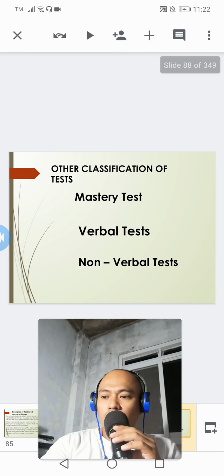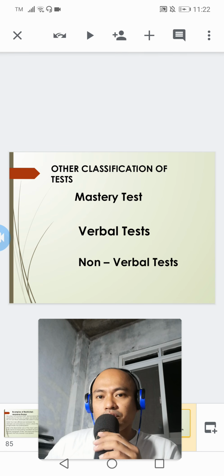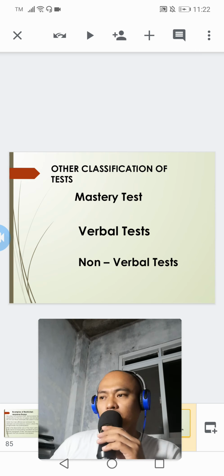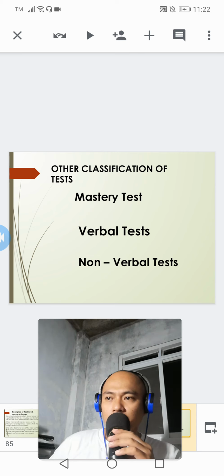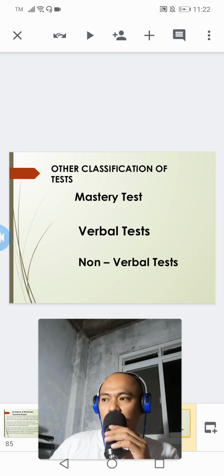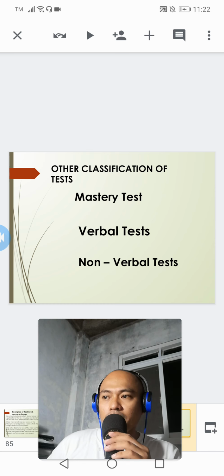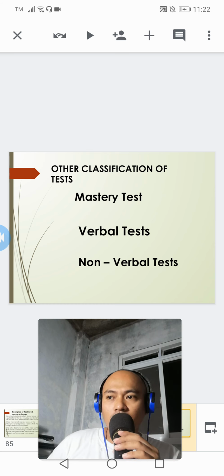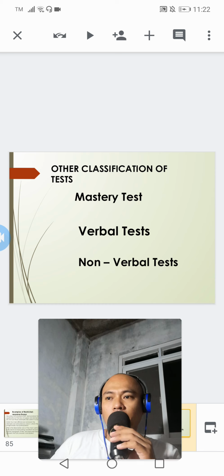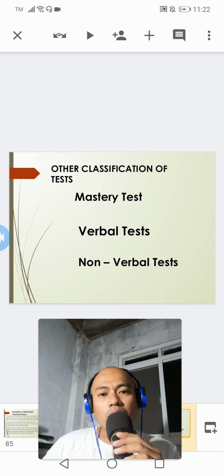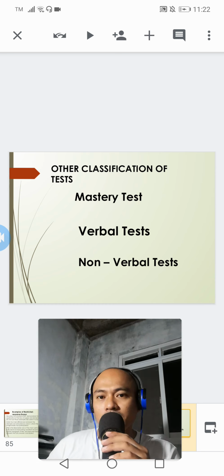We can also have a mastery test. It measures the degree of mastery of a limited set of specific learning outcomes and typically uses criterion-referenced interpretation. This test is used when the teacher wants to determine the mastery level of the students after presenting or giving a lecture on a particular competency. It will help the teacher evaluate his or her learners' mastery. That is what we call a mastery test.